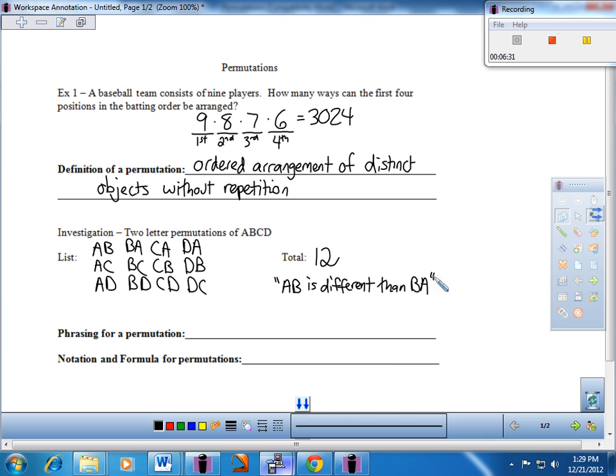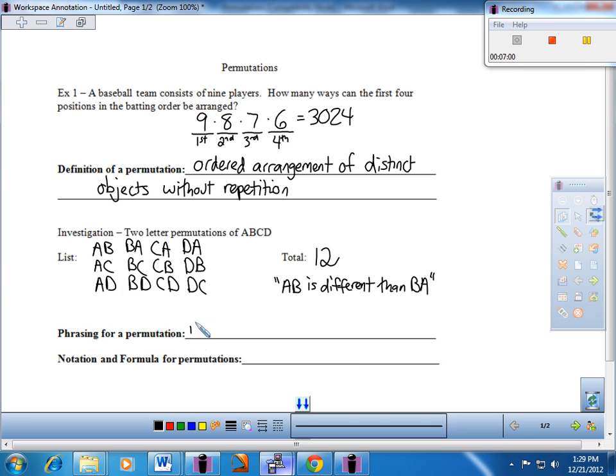Wonderful. So we're going to talk about some phrasing here. We'll talk about some notation that goes with this, and then a formula as well. And then we'll go back and relate it to that example one that you see at the top of your page. All right, so I hope everyone's okay with what we see right here. And by the way, this would be 4 letters arranged 2 at a time. And so that leads into our phrasing that you see on your paper.